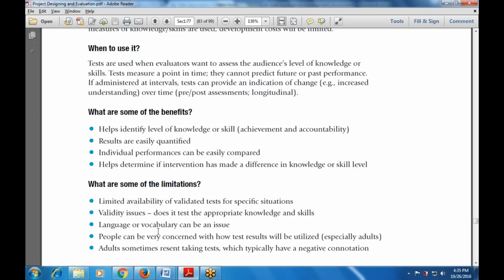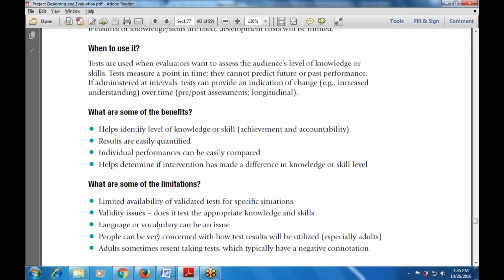So the first advantage is that it helps to identify the level of knowledge or skills. Then results are easily quantified, easily gathered and easily judged. Then individual performances can be easily compared. Then it helps to determine if the intervention has made a difference in the knowledge or the skill level.